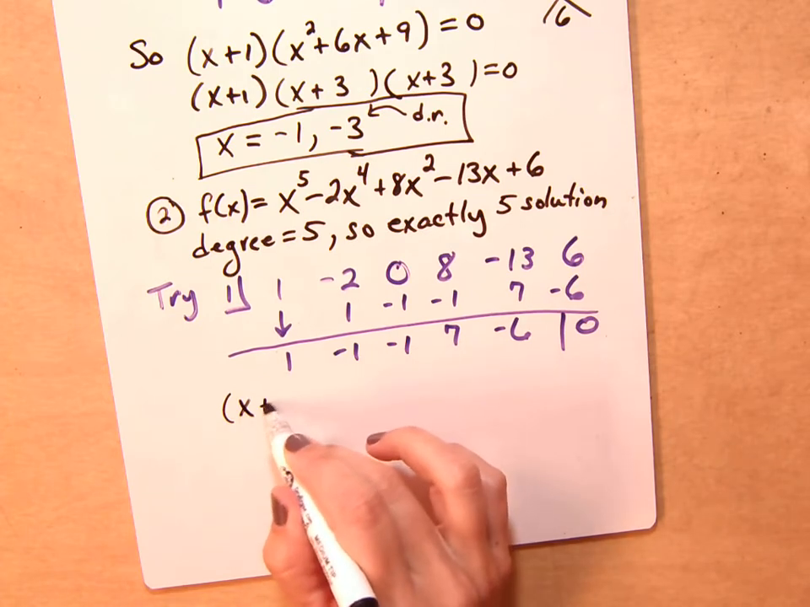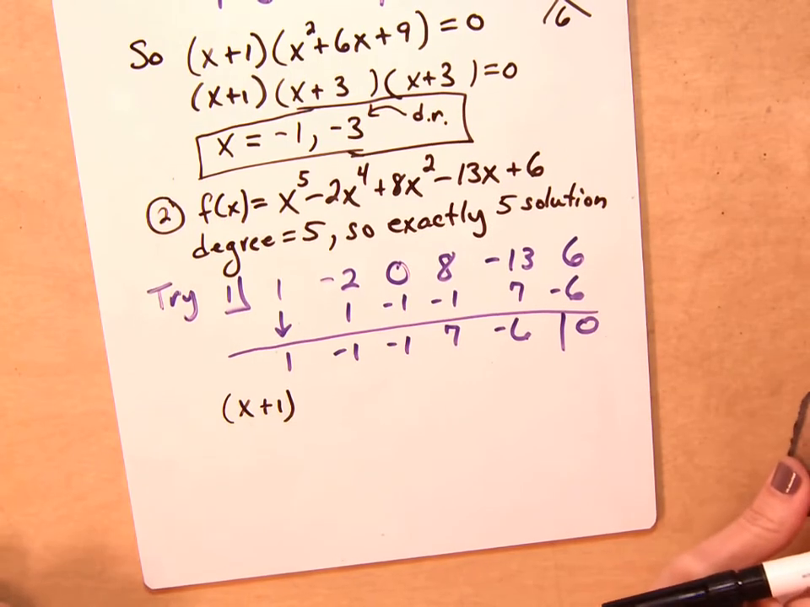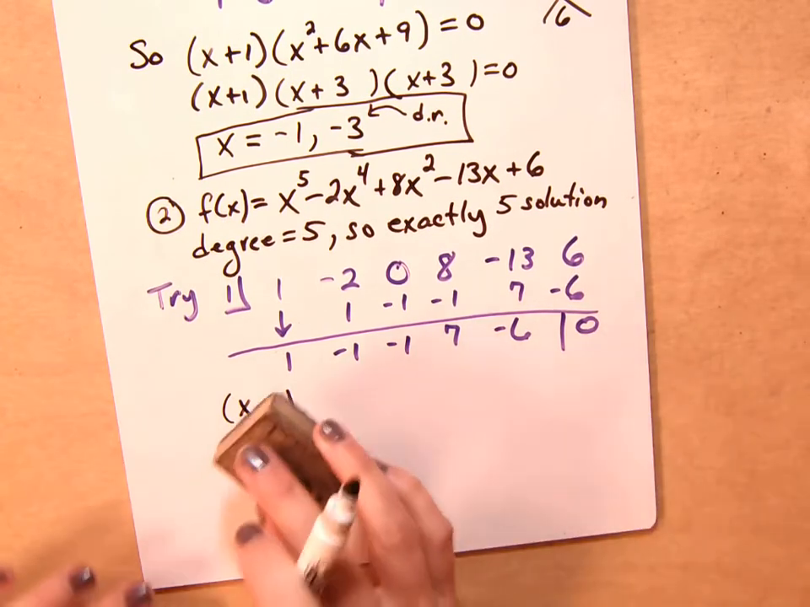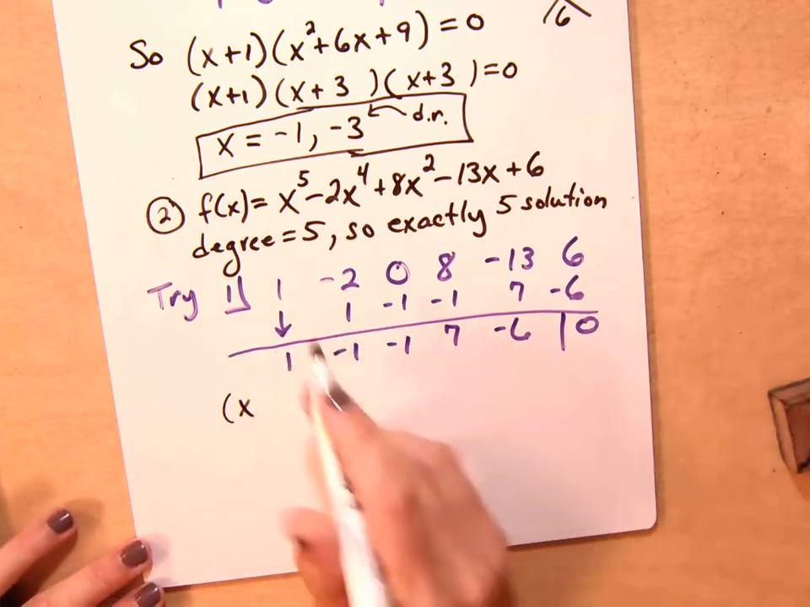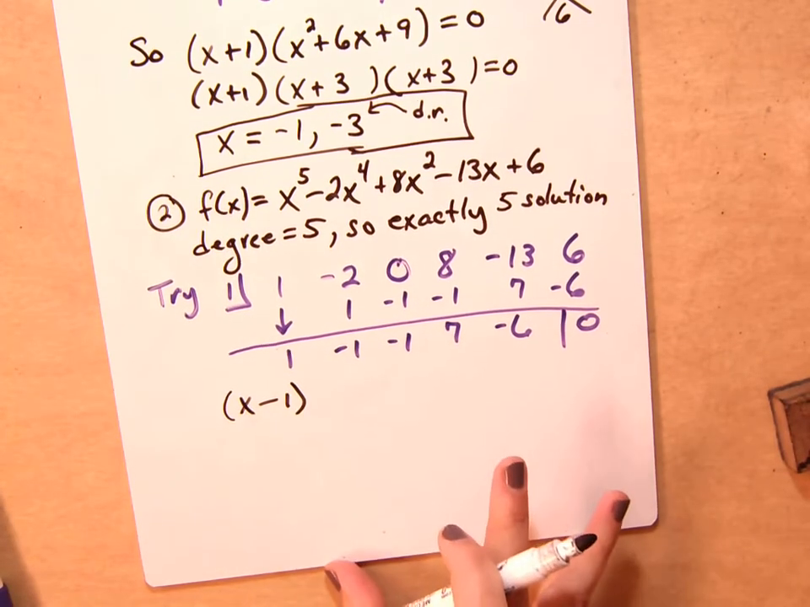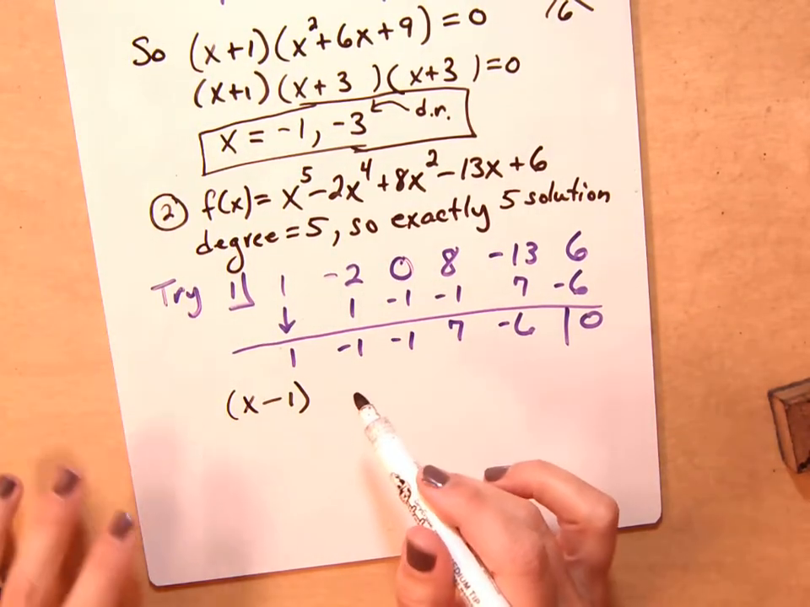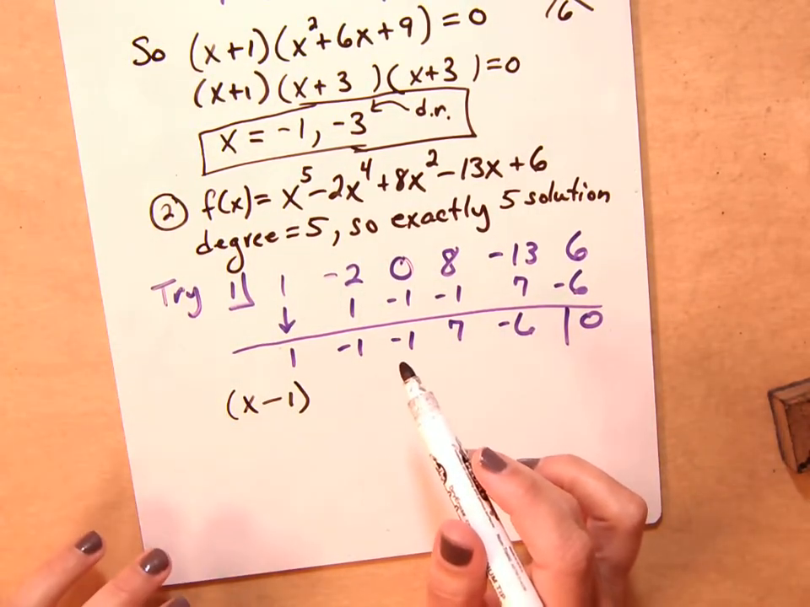So do I write x plus 1 as one of the factors? Because 1 works? X minus... The opposite, x minus 1 is a factor. Since 1 works, x minus 1 is a factor. That's the remainder factor theorem. Remainder is 0, so x minus k is a factor.